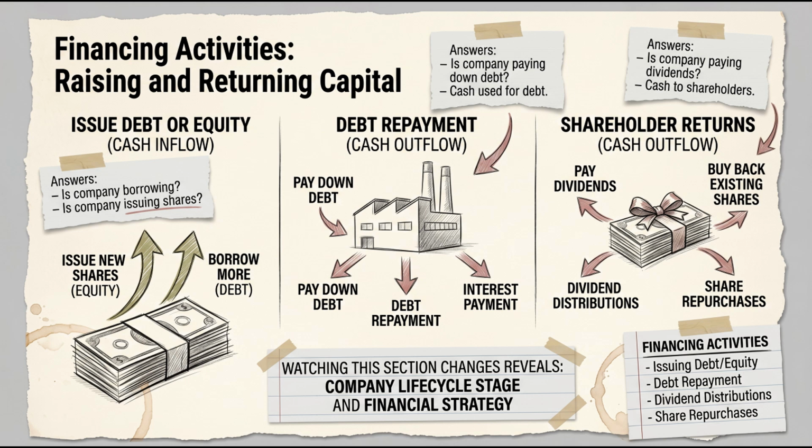A healthy, mature company typically shows negative financing cash flow because it is returning more cash to shareholders than it is raising from lenders. Conversely, a young growth company often shows positive financing cash flow as it raises capital to fund its expansion. Watching how this section evolves over time is the best way to determine if a company is in a growth phase or a mature, cash-returning phase.